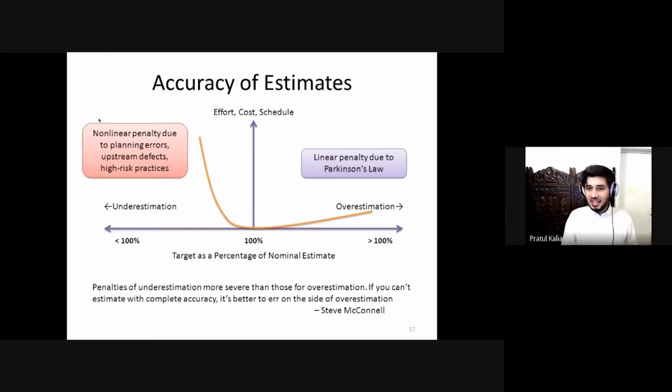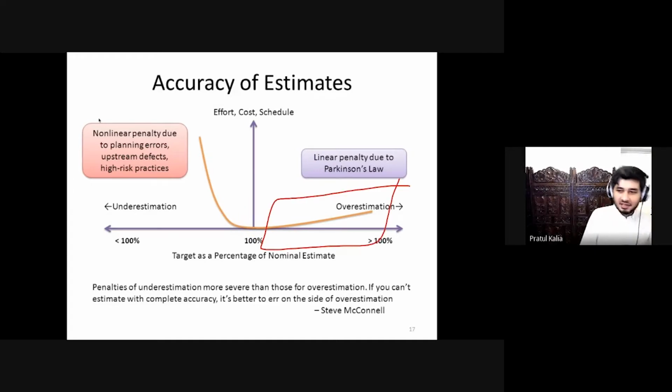What this is showing is what happens when you underestimate versus what happens when you overestimate, right? This point here is the point where your estimate and your effort are exactly accurate. You knew exactly how much your estimate was, and you did exactly the same amount of time, and everything was great. But this is what happens when you overestimate, which is that the penalty for effort increases linearly as you overestimate, right? So a linear penalty due to Parkinson's law.